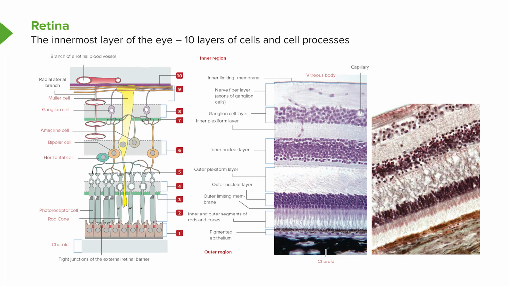But I'll just point out a couple of things. On the diagram, focus on the rods and the cones. They're shaped differently. They have outer segments that are in contact with the retinal pigment epithelium. Those rods and cones are in various concentrations around the retina. Cones are specialised for colour vision and rods for vision in dim light and peripheral vision.